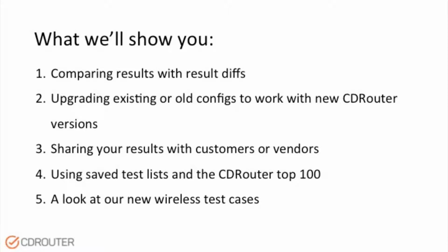So we're going to be going over using our result diffs so that you can compare results from one run to the next, how to upgrade your existing configs when you update CDRouter to make sure that it'll work with a new version, how to export your results to share them with your customers or your vendors. We're going to look at using the new saved test lists feature, which lets you make a list of tests and turn them into something you can use in a package later. And one of the ways that we've done that with it is with our CDRouter top 100 tests, which is a really good baseline. We'll take a look at some of our new wireless test cases that we recently added and updates to how we do those.